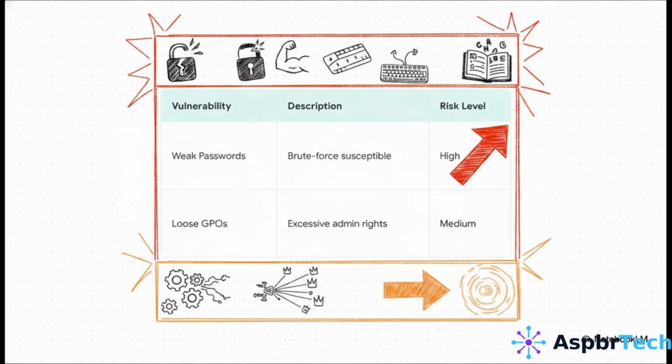But compare that to overly permissive Group Policy Objects, or GPOs, which might be granting excessive local admin privileges across broad organizational units. We usually classify that as medium risk. While it might not be as immediately exploitable from the outside as a weak password, loose group policies massively expand the blast radius if a breach does happen. It's exactly the kind of structural misconfiguration that attackers hunt for using mapping tools like BloodHound to find totally silent, hidden paths straight to domain admin.